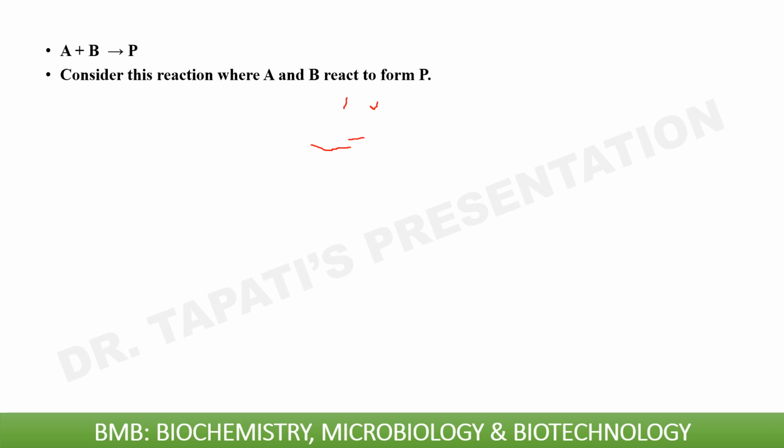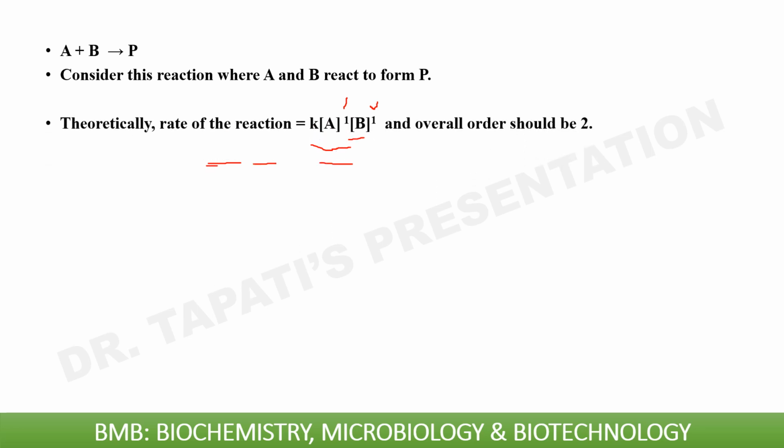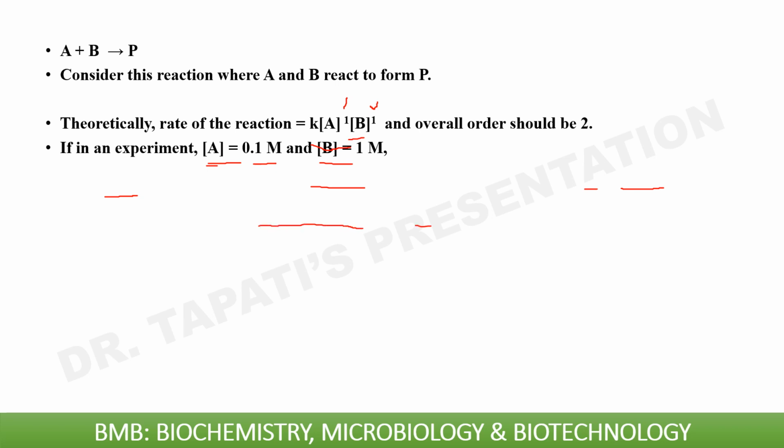Now consider an experiment where concentration of A is equal to 0.1 molar and concentration of B is equal to 1 molar. At the time when the reaction is about to go to completion, remaining concentration of B is equal to 1 minus 0.1 molar, that is equal to 0.9 molar, or we can say it is equivalent to 1 molar, which is the initial concentration of B. That means we can consider B remains constant throughout the experiment.